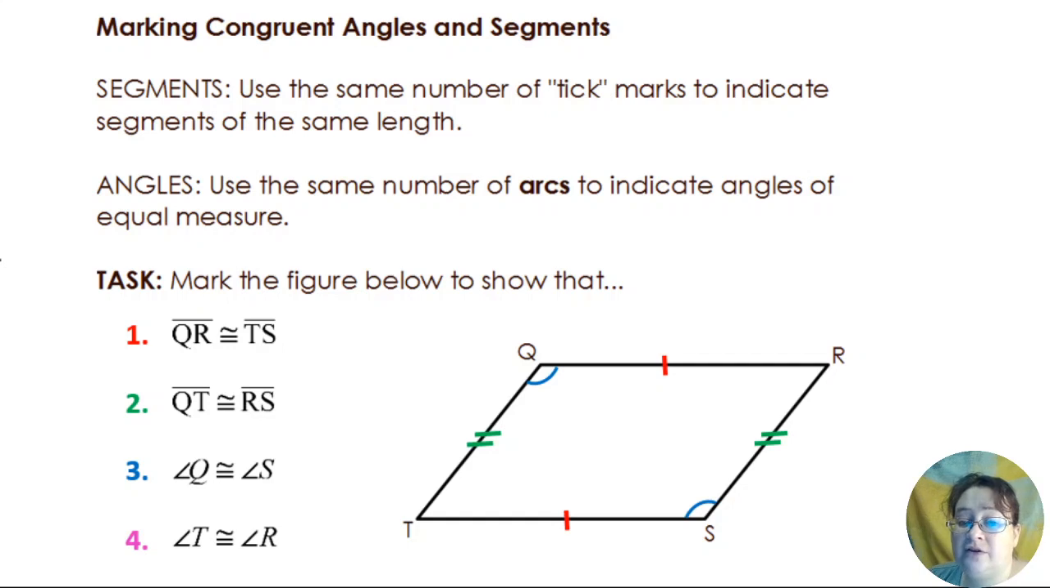That tells me it's different than angles Q and S. Then I'm going to put two arcs for R to show that it's the same as T and not the same as Q and S. So here we have our figure marked with QR and TS congruent segments, QT and RS congruent segments, angle Q congruent to angle S, angle T congruent to angle R.